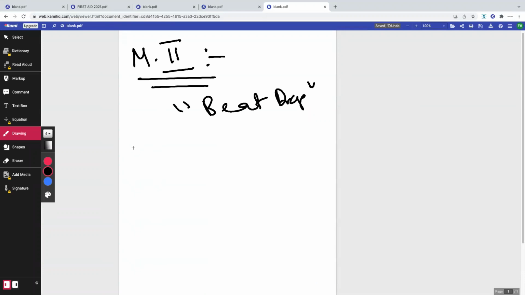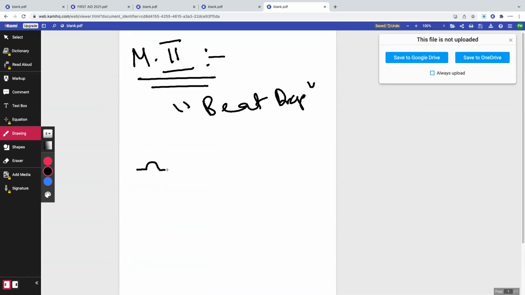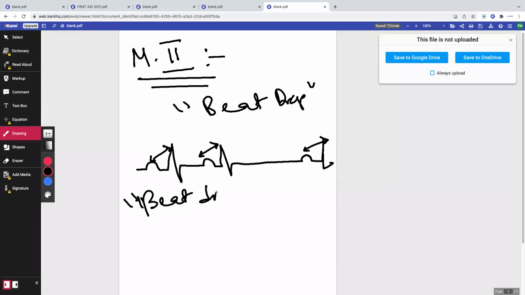But do you remember in Mobitz type 1, the PR was increasing? Yes or no? Over here, the PRs will remain the same. So Mobitz type 2 is beat drop without PR prolongation. Are we clear? Yes or no?